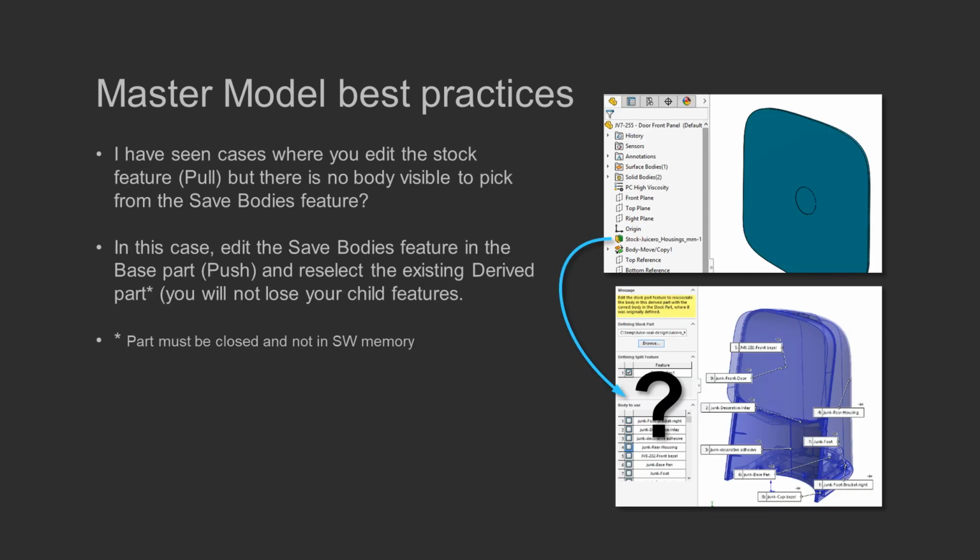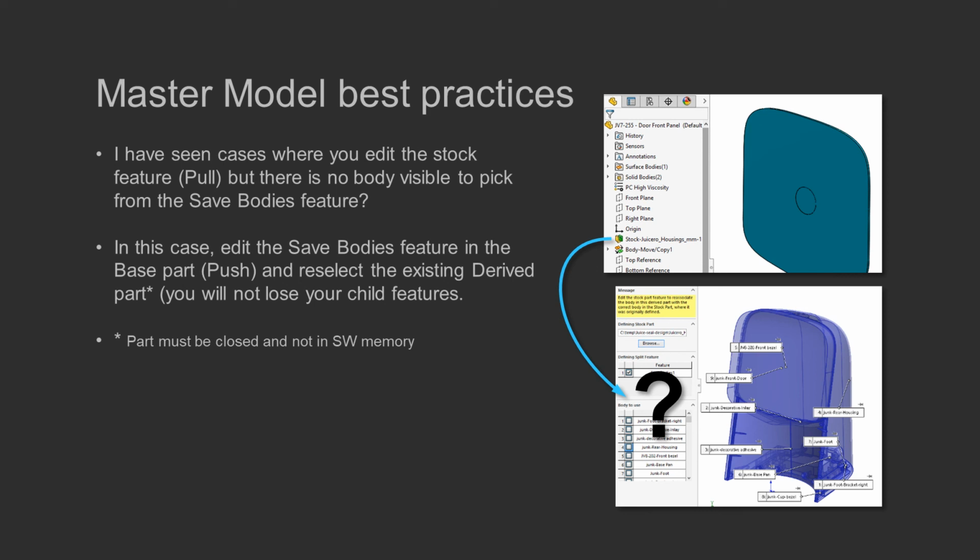One thing I see happen sometimes when you do a pull method, that is you edit the stock feature and go to the existing master, is that you cannot see the actual solid body in the preview, as is the case here for this front door panel. I go and pull it and I can't see it or pick it within the Save Bodies feature.